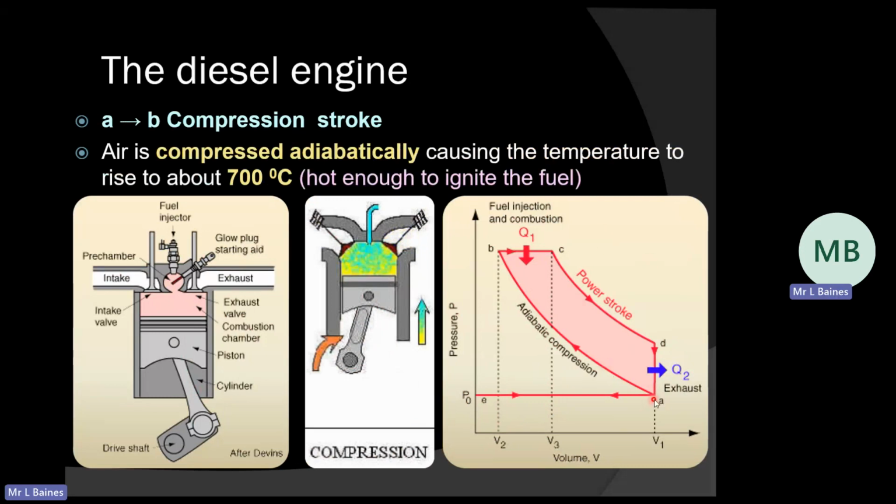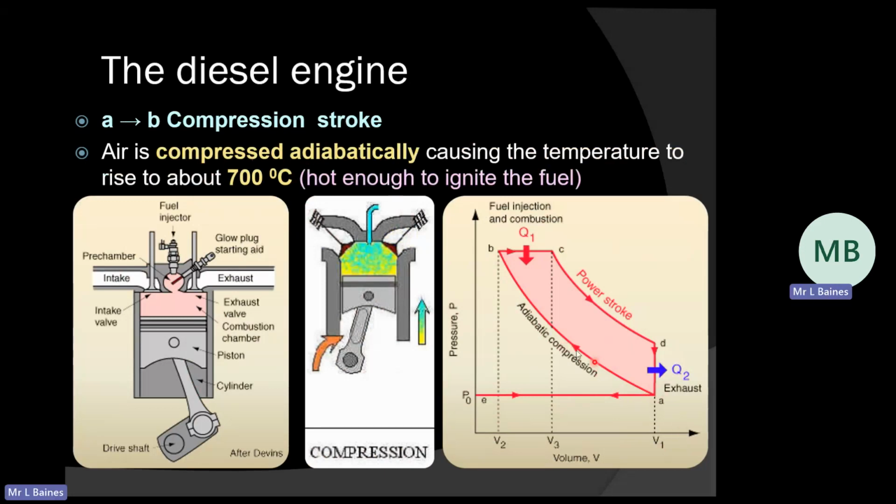And A to B, so at this point on my PV diagram, is my adiabatic compression. So A to B, we can see volume decreasing, we can see my pressure increasing, and it's compressed adiabatically to about 700 degrees C. That's much, much hotter than we had in a petrol engine. Okay, and obviously, therefore, diesel engines have to be designed slightly differently to petrol engines. That's why diesel cars are slightly heavier.